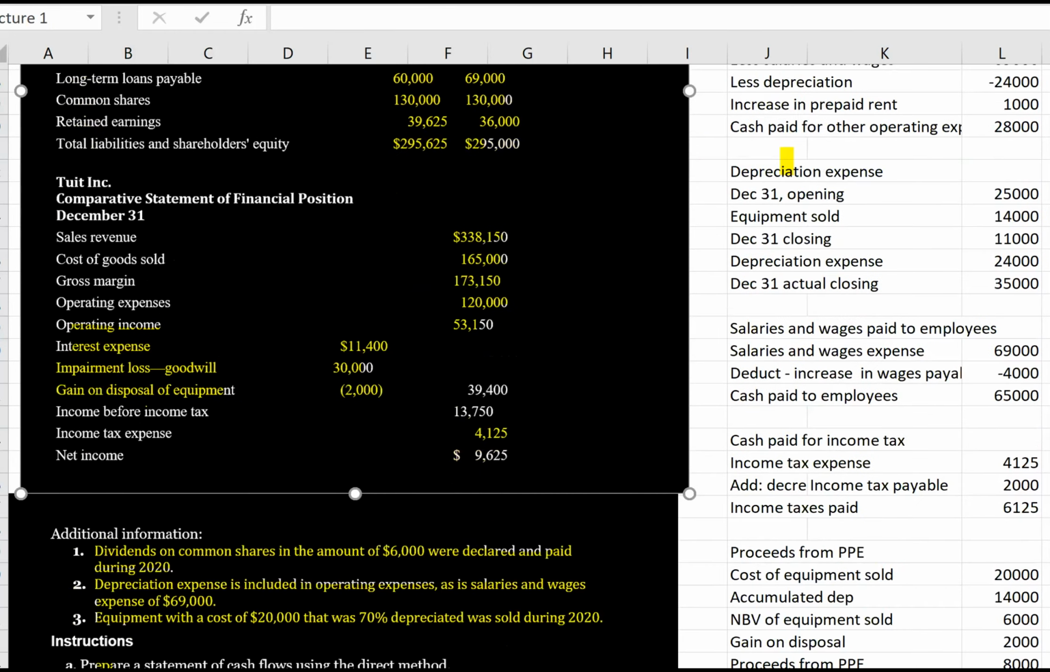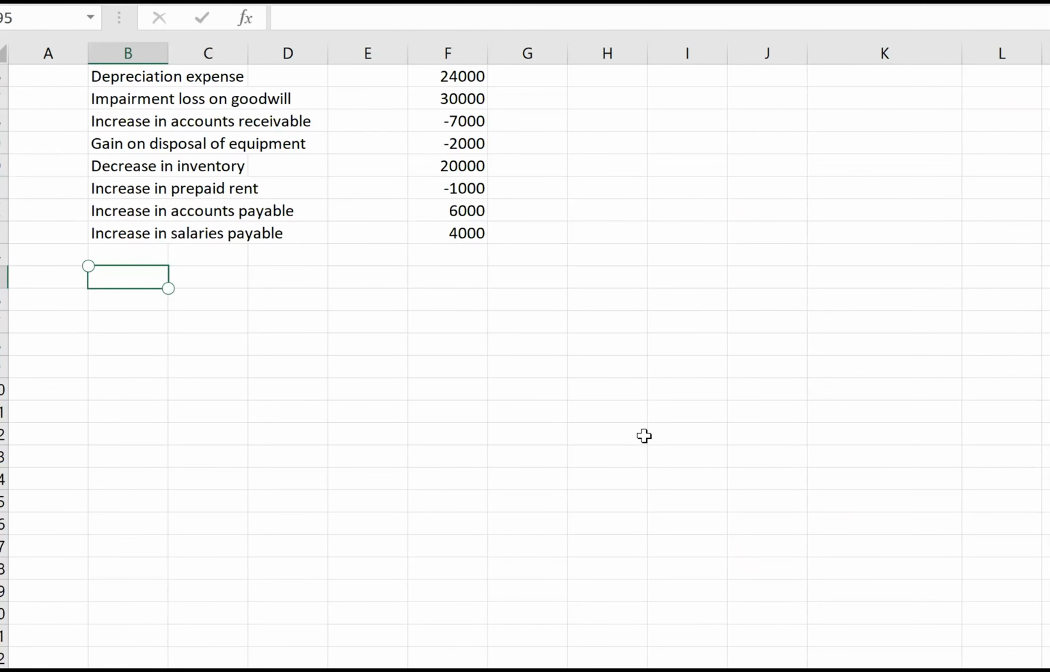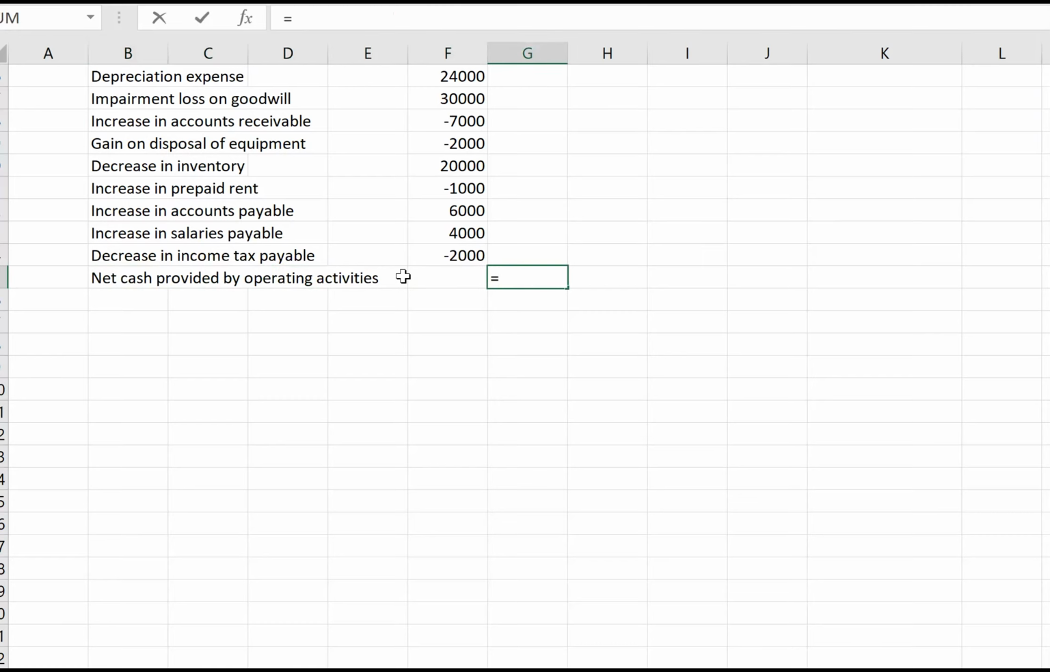So we're going to have a decrease in income tax payable. This is going to be a deduction because we're using that much less cash for income tax, which is good. So that is a cash outflow. So our net cash provided by operating activities is going to be, so let's just run a subtotal here actually. Let's just insert a line.